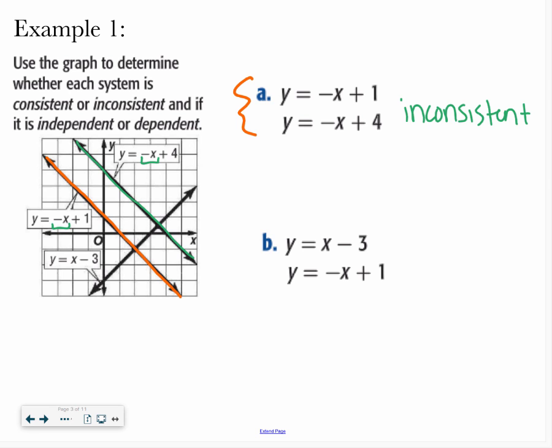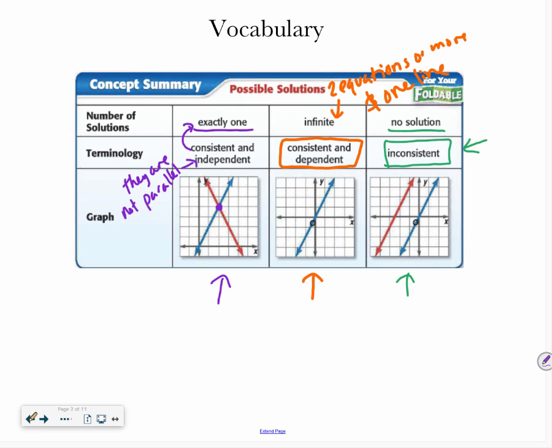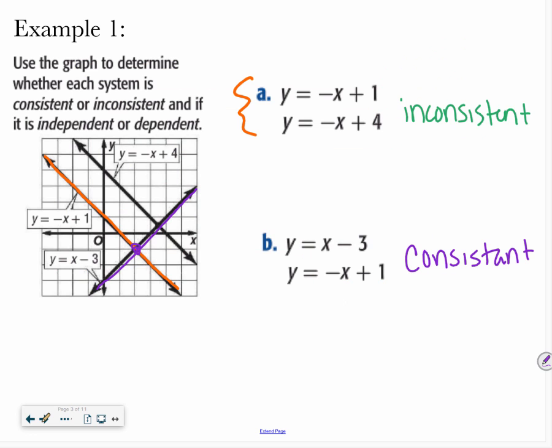Okay, you just say it's inconsistent. And then let's look at our next one. We have the y equals x minus 3 line, and we have the y equals negative x plus 1. So we have that purple and orange line. They intersect at this one point. So they intersect at one point. That means it's consistent. And is it the same line or is it two separate lines? Two separate lines, so it's known as independent. So consistent and independent.